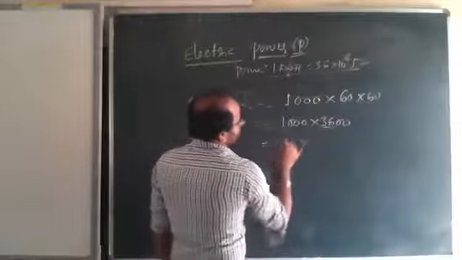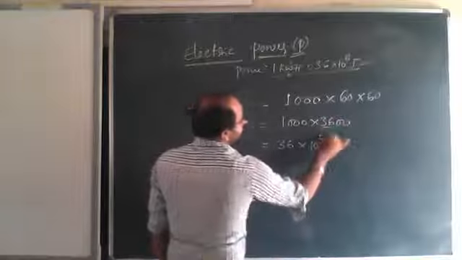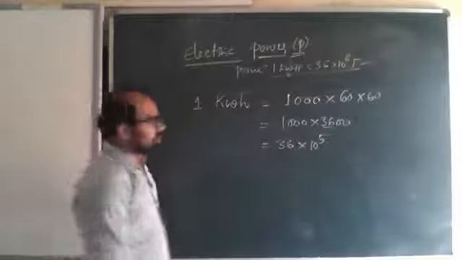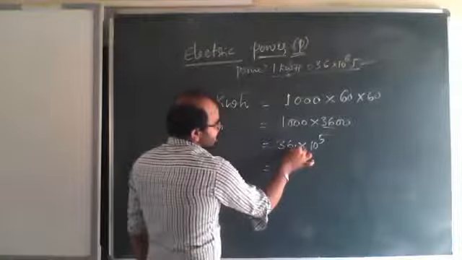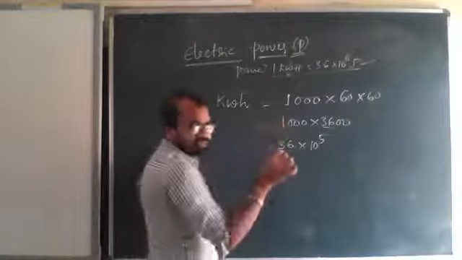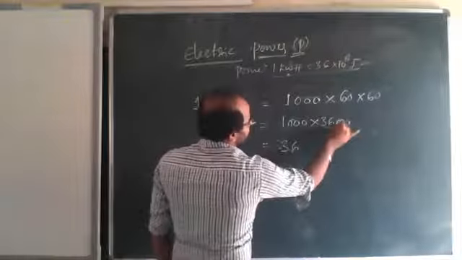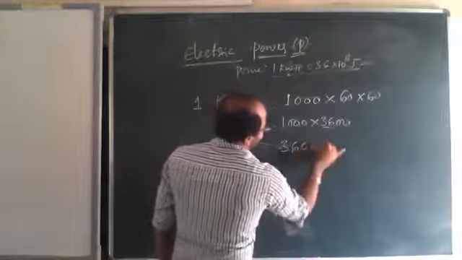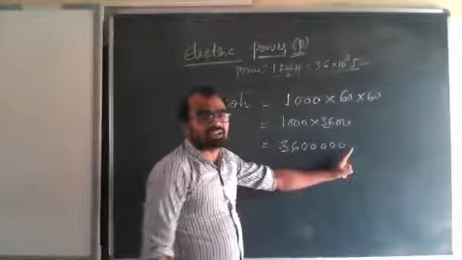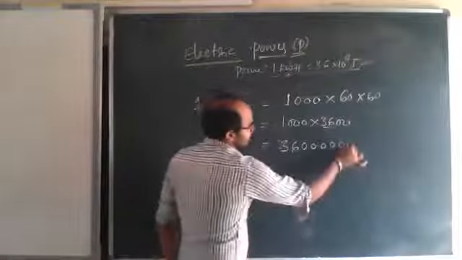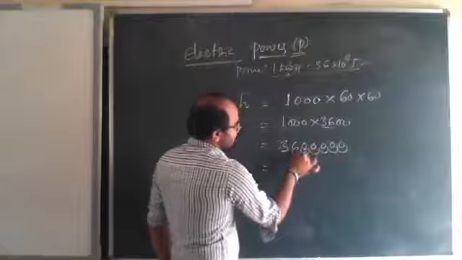36. Now there are how many zeros? 5 zeros. 10 to the power 5. Okay. So I can write it by putting the point here. I can bring this one here. Or you can write by multiplying this: 36, 2 zeros and 3 zeros, 5 zeros. Where is the point? If there is no point, you have to consider the last. So I will bring this side. 1, 2, 3, 4, 5, 6.